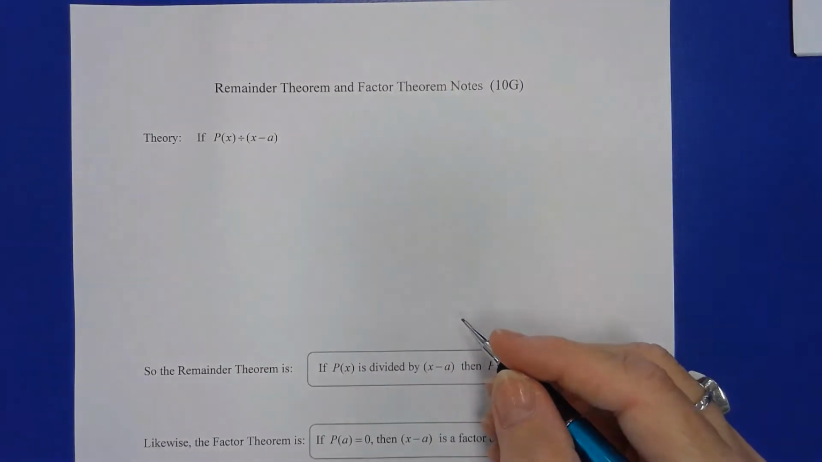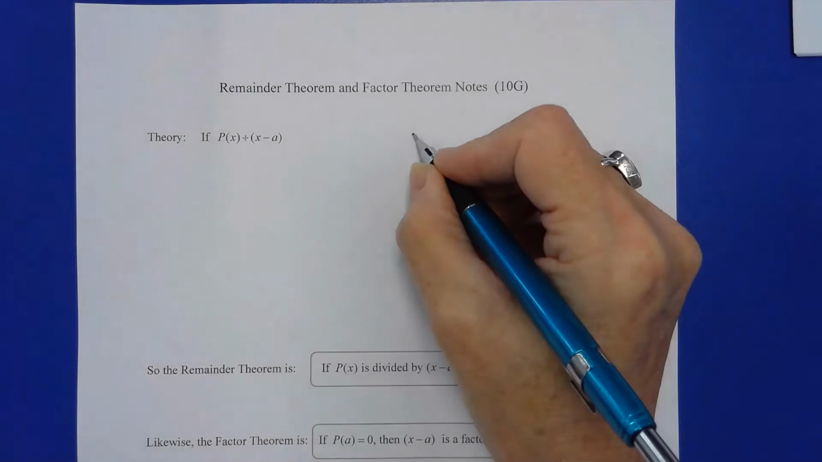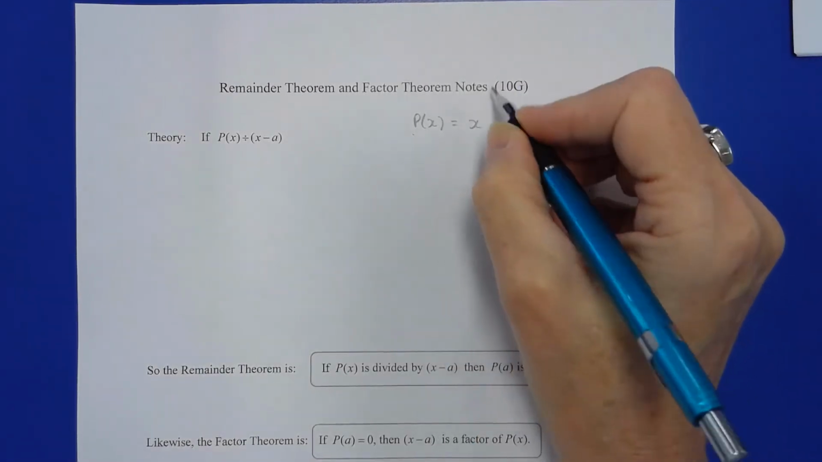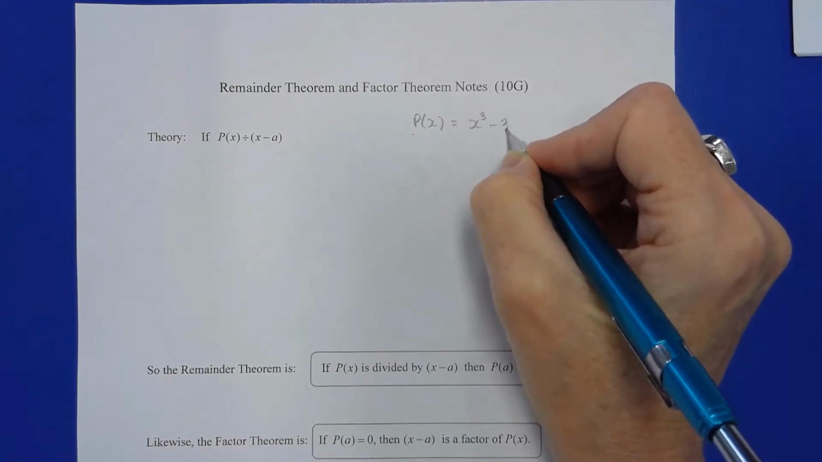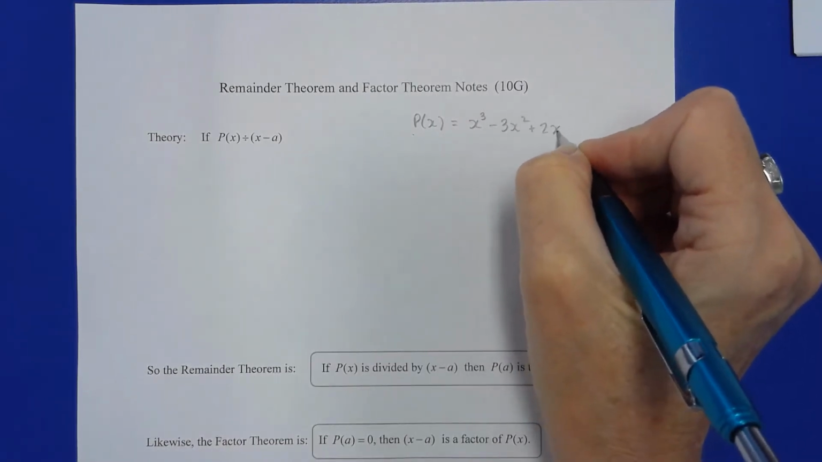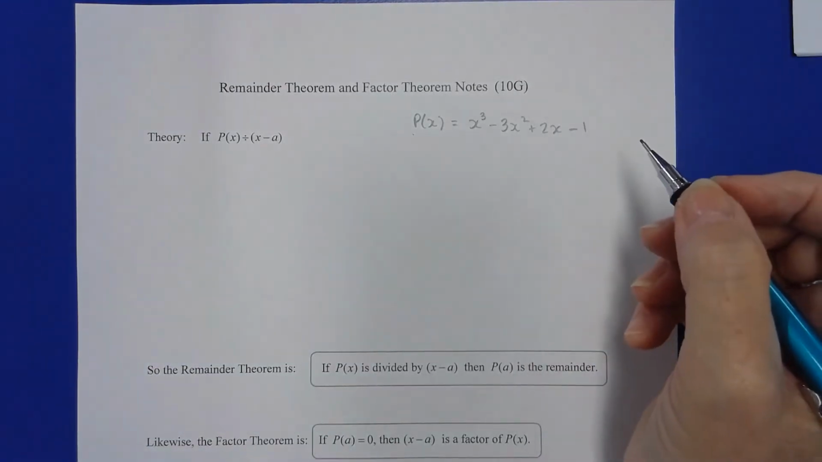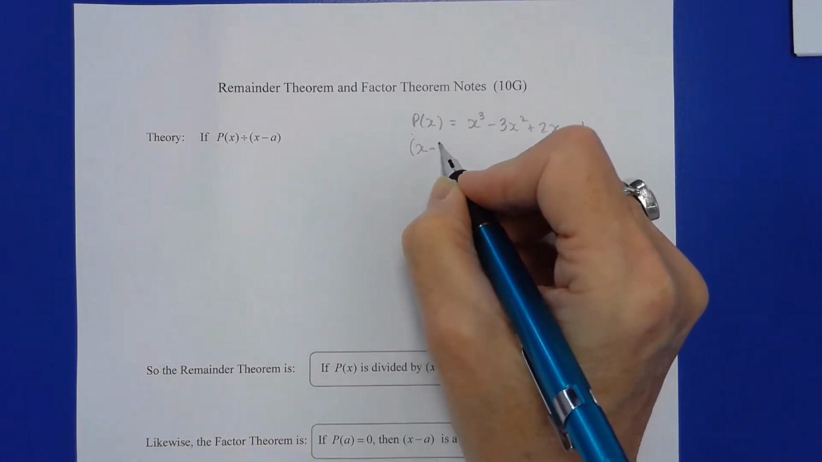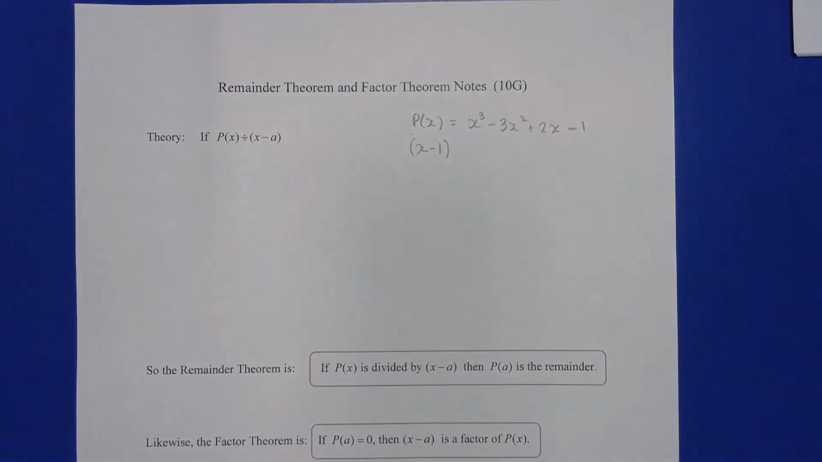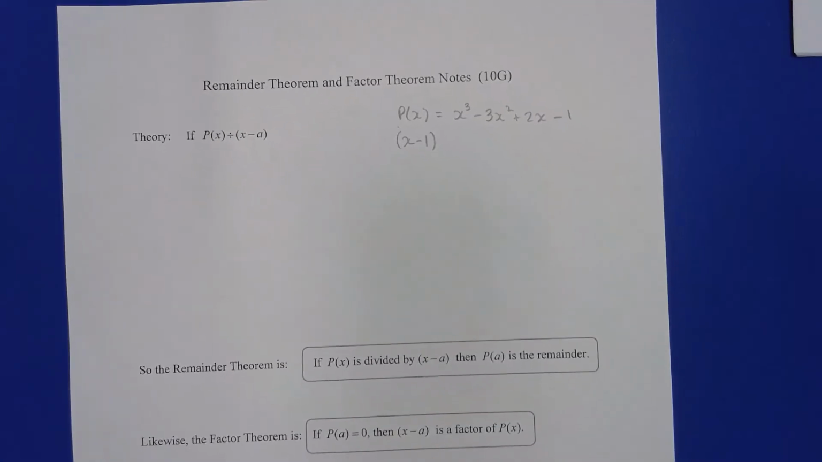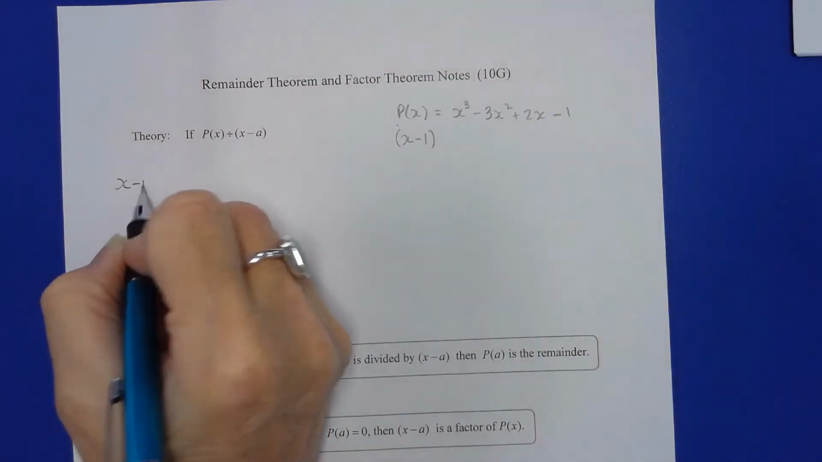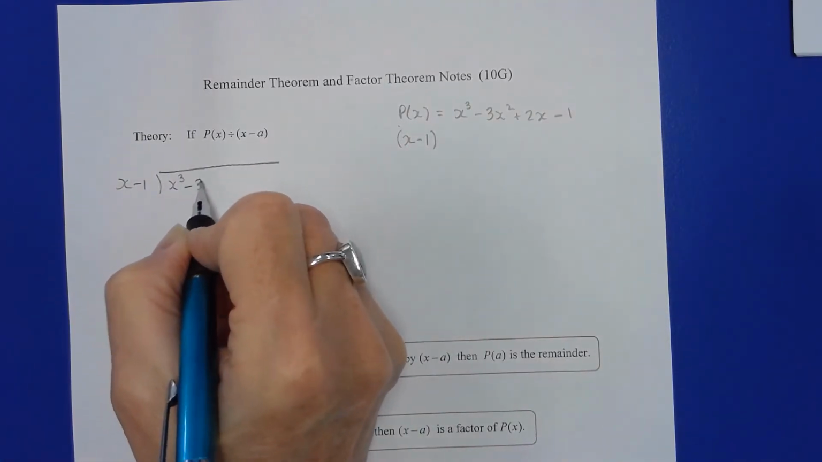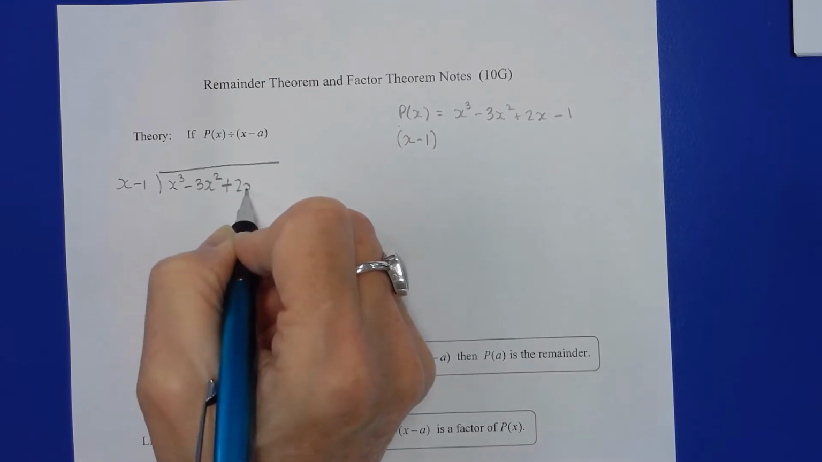I'm just going to do a quick one. I'm going to have P of x equal to x cubed minus 3x squared plus 2x minus 1, and I'm going to divide that by x minus 1. I hope it doesn't divide unevenly. That would be sad, but I'll try it. So over here I'm going to put x minus 1, and underneath I'm going to put x cubed minus 3x squared plus 2x minus 1.